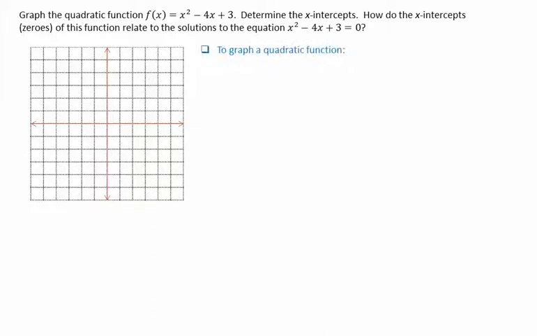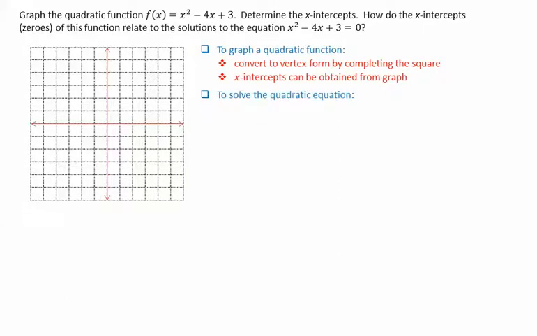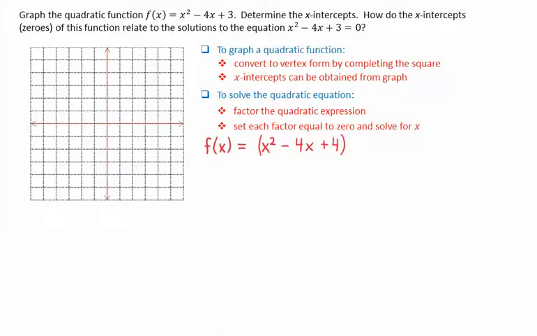To graph a quadratic function, first convert it to vertex form by completing the square. The x-intercepts can then be obtained directly from the graph. To solve the quadratic equation, factor the quadratic expression, and then set each factor equal to 0 and solve for x. First of all, to graph the quadratic function, we'll convert it to vertex form.